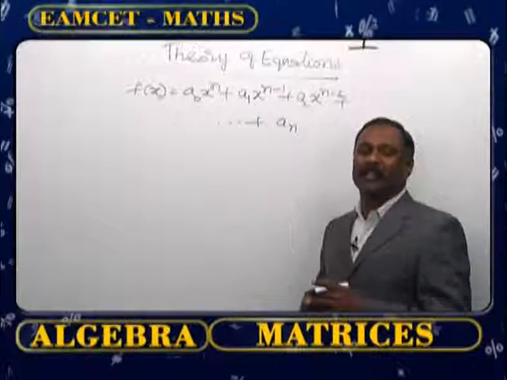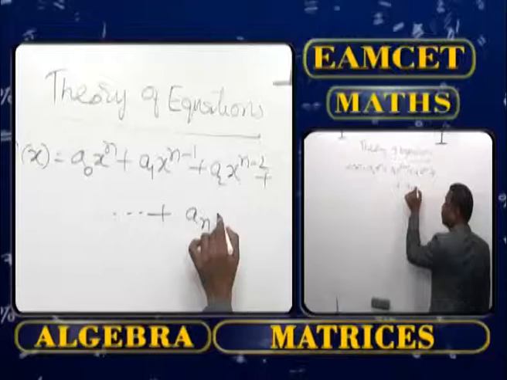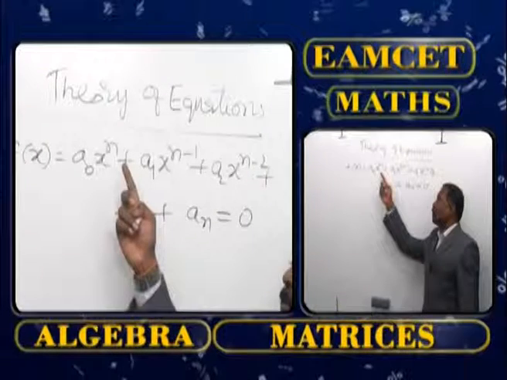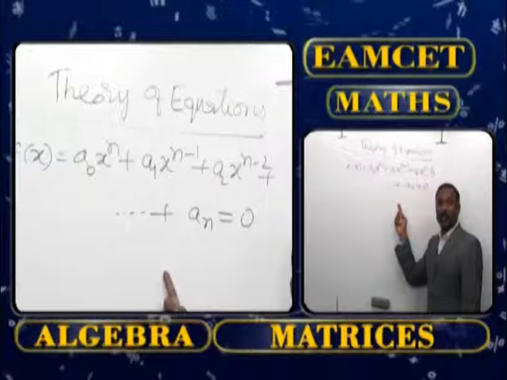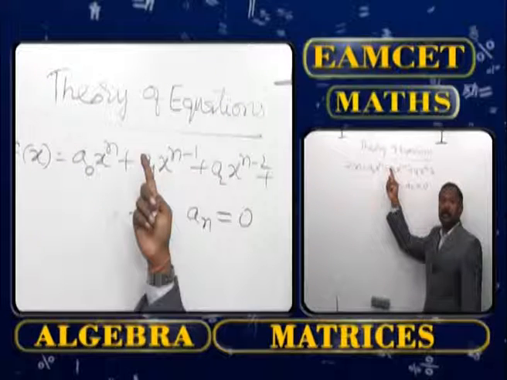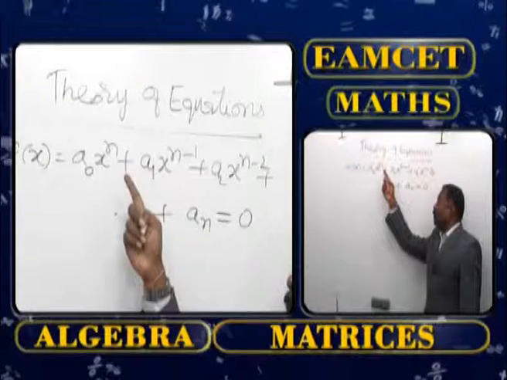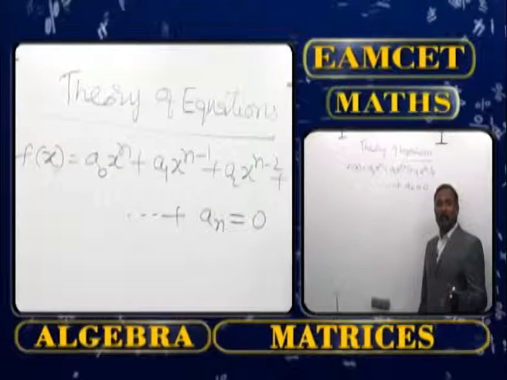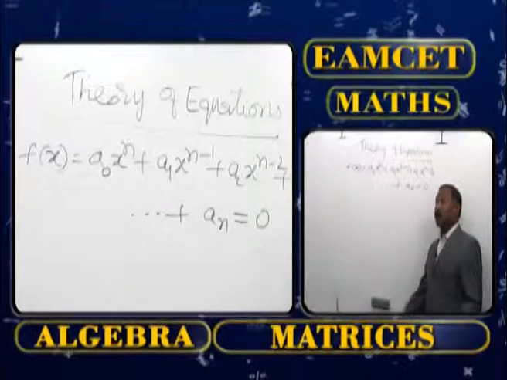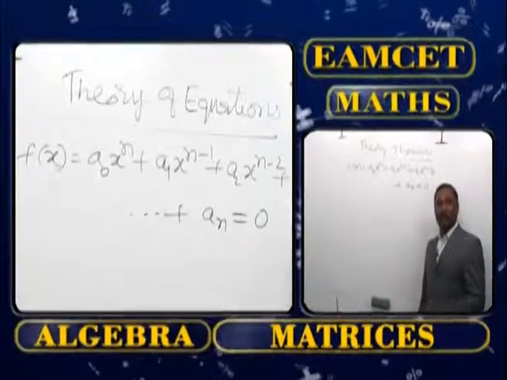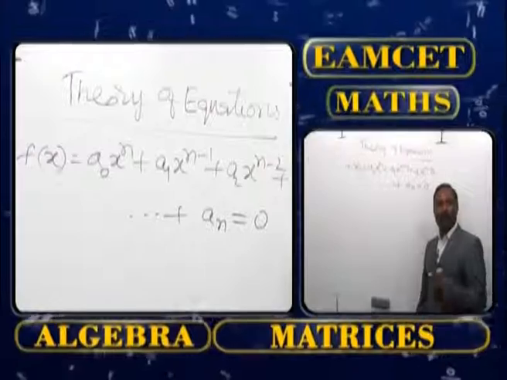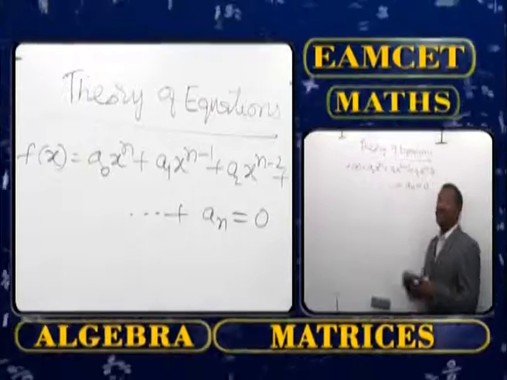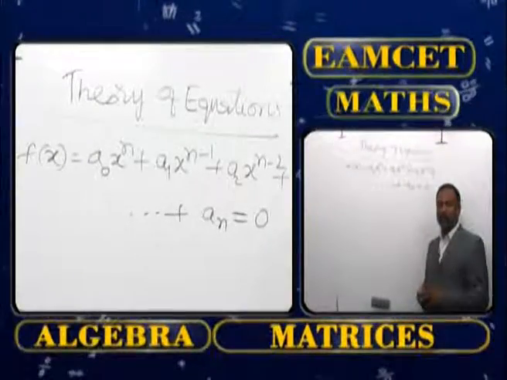This is the general form of the nth degree polynomial expression, I say, because it is not equated to 0. If it is equated to 0, we call it an equation, an nth degree polynomial equation. This n may be 1, 2, 3, 4, 5. If n is 1, it is a linear polynomial of first degree. If n is 2, it is a quadratic equation or second degree polynomial equation. If n is 3, it is a cubic or third degree polynomial equation. If n is 4, it is a fourth degree polynomial equation, and if n is 5, it is a fifth degree polynomial equation, and so on.